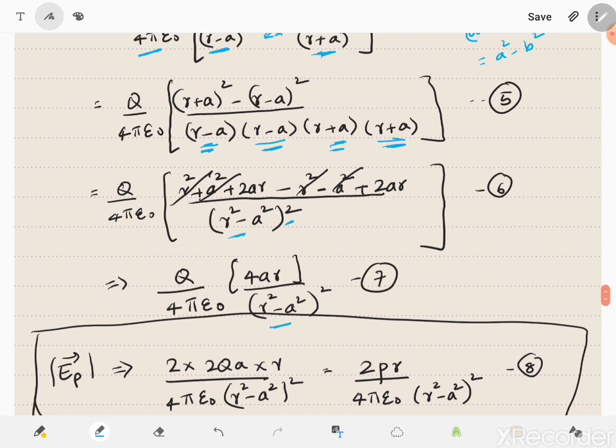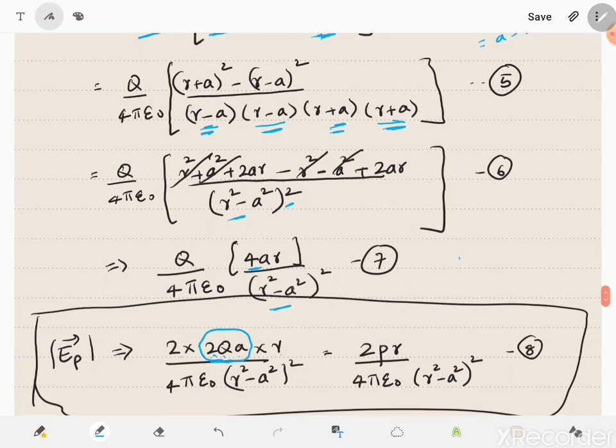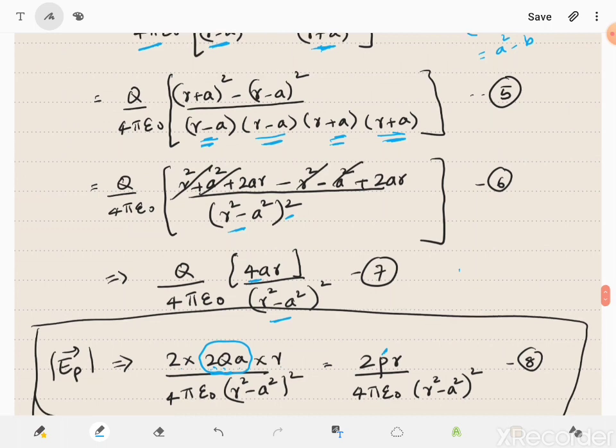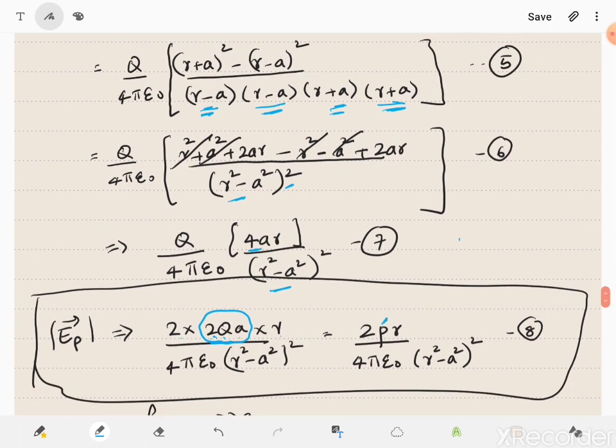Now again, equation 7, I'm going to write it in a particular fashion so that I can introduce the term P. So 4A is written as 2 into 2A, which is basically 4QAR by 4 pi epsilon naught R square minus A square the whole square. By definition, this term here becomes P. So therefore, the electric field magnitude at point P, which lies on the axis of a dipole, is given by 2PR by 4 pi epsilon naught R square minus A square the whole square. This is the final expression for the electric field due to a dipole on the axis.